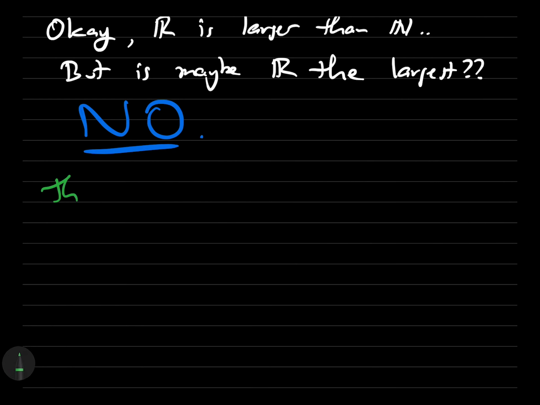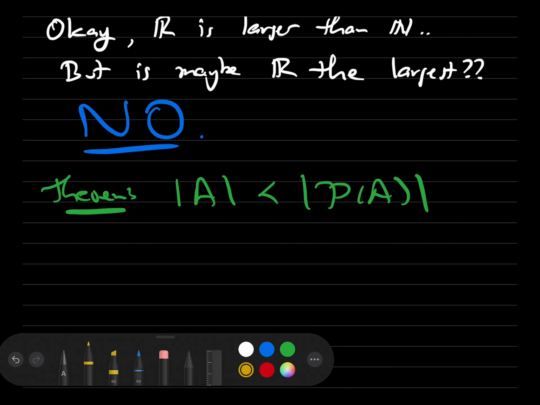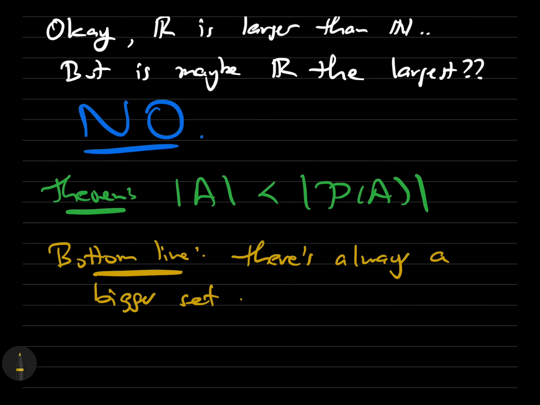In particular, we're going to prove a theorem that says the cardinality of any set is strictly less than the cardinality of its power set. The bottom line is there's always a bigger set out there. So R is not the largest because the power set of R is bigger. And that set's not the largest because the power set of that is again strictly bigger, and so on and so forth. Okay, let's prove the theorem.